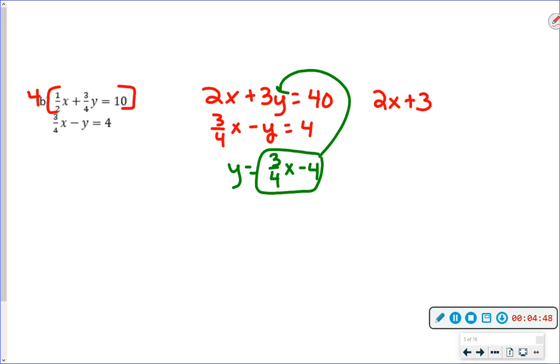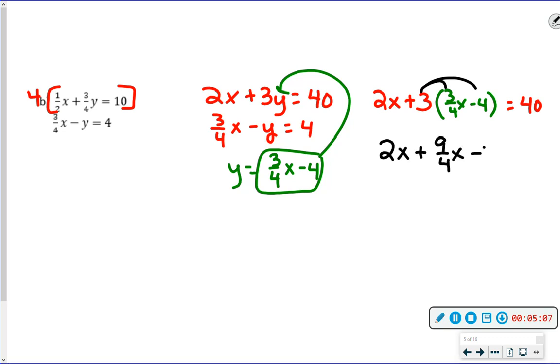Okay, 2x, 3y, but we're replacing y with 3/4 x minus 4, and then equals 40. Good. Okay. Now we're just going to do the math. We're going to distribute, combine like terms, all the good stuff. So 3 times 3/4, 9/4. 3 times 4, easy enough to add the 12 over. Start with the easy part.